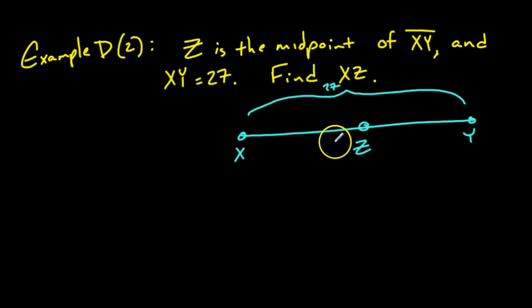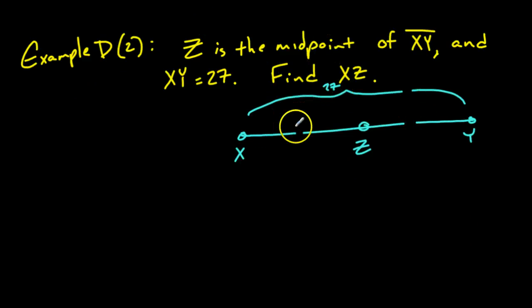Let's write that in there. Now, do we know what XZ is? We don't. We don't know what ZY is either. But we do know if Z is the midpoint, that tells us that it cuts it in half. They have to be two equal parts. So XZ has to be equal to ZY. They're congruent.